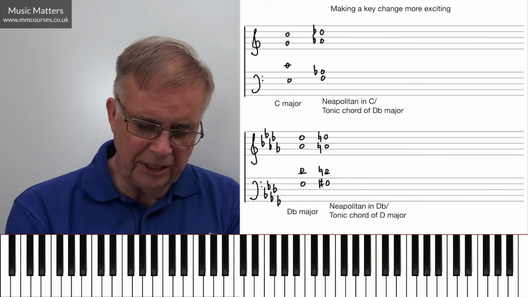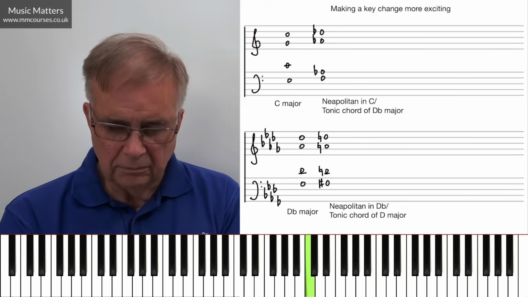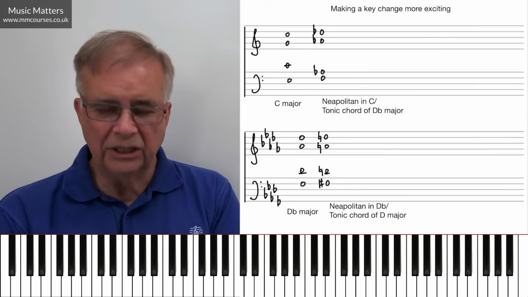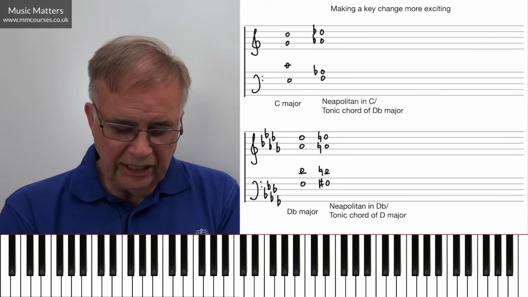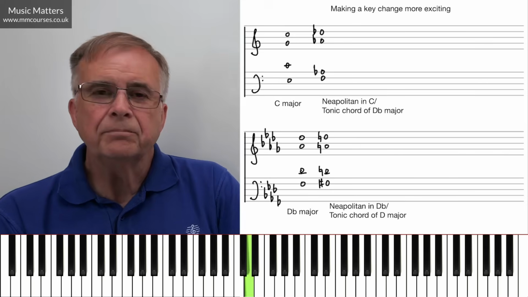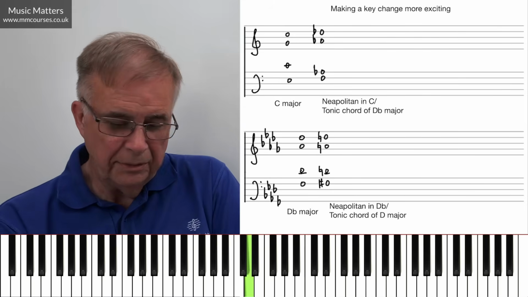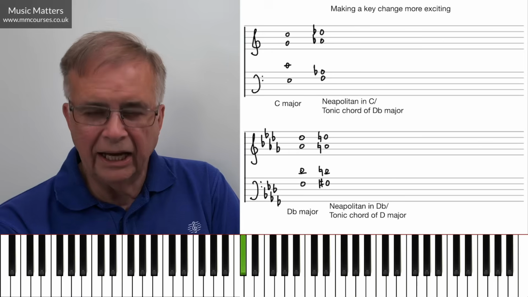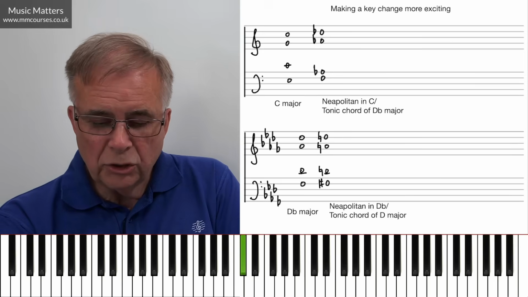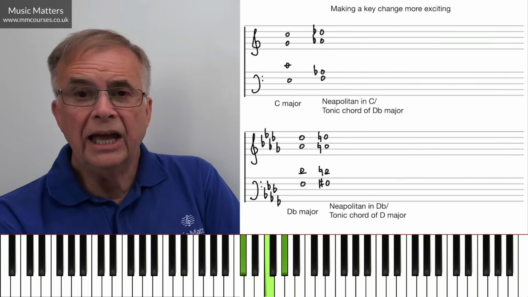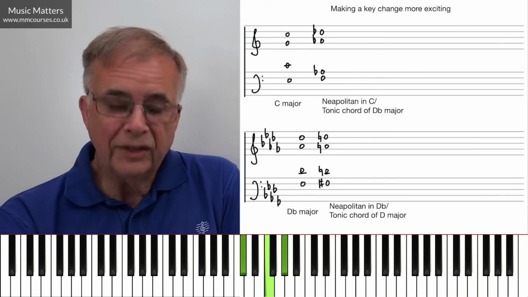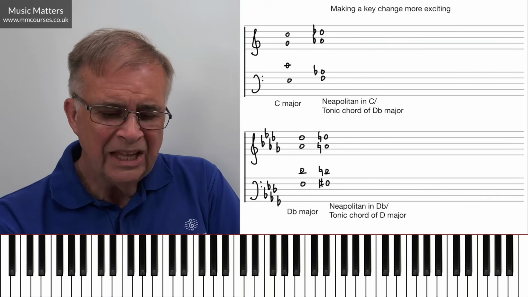Okay, if I'm in C major, there's my tonic C. Now, the second degree of the scale is D. Now, if I lower that D, flatten it by a semitone, a half step, I get D flat. Then I build a major chord, D flat, F, A flat. Well, that's my Neapolitan chord.